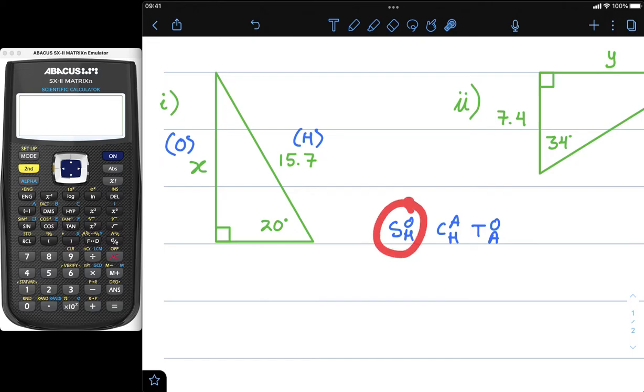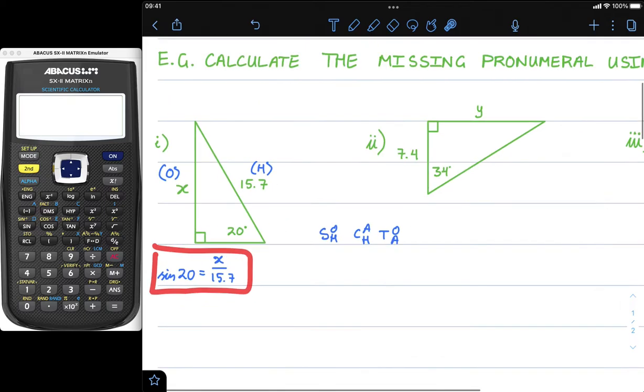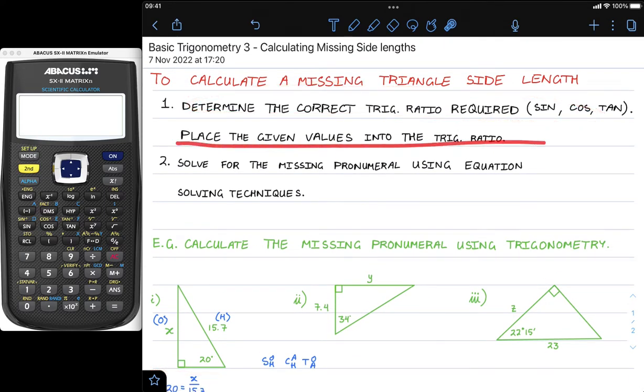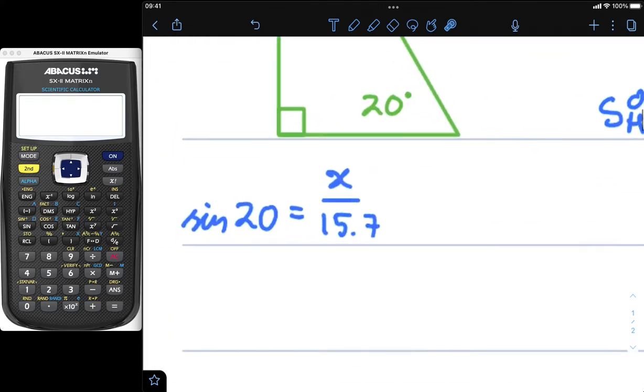We now have to make sure that we place it into the correct ratio. So sine of 20 degrees, which is sine 20, is equal to opposite, which is x, divided by the hypotenuse, which is 15.7. That there is step 1.